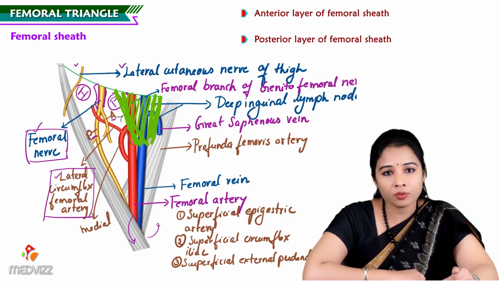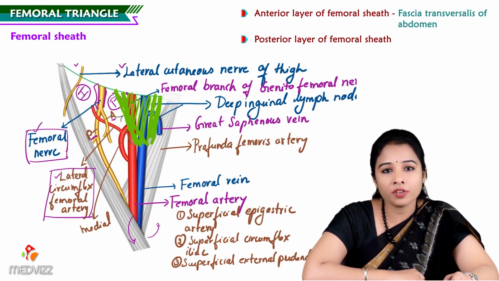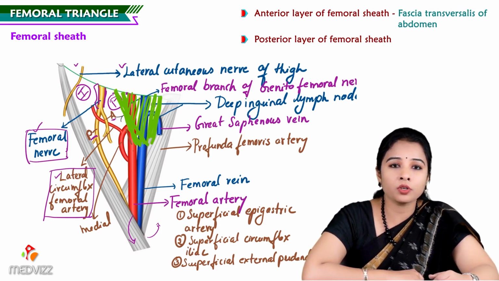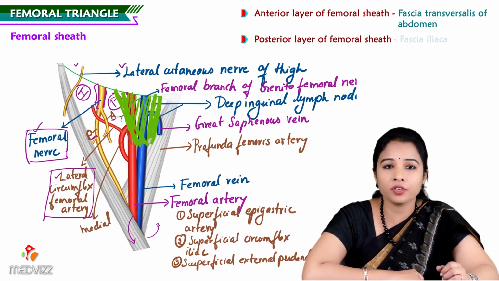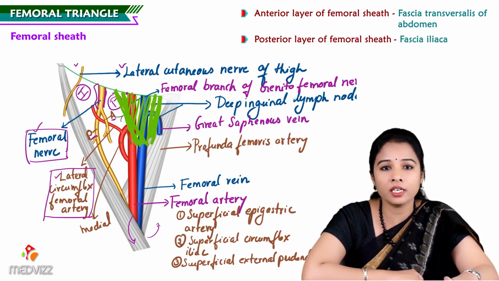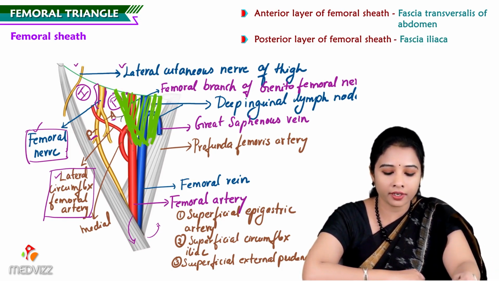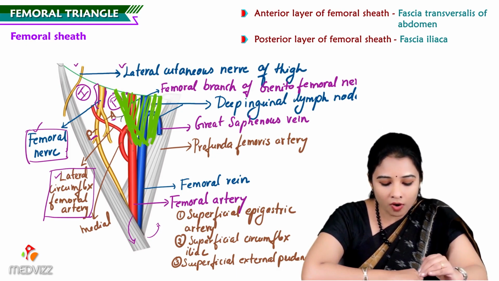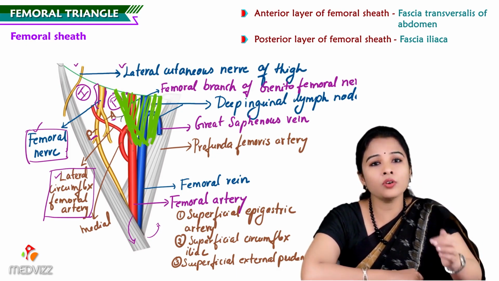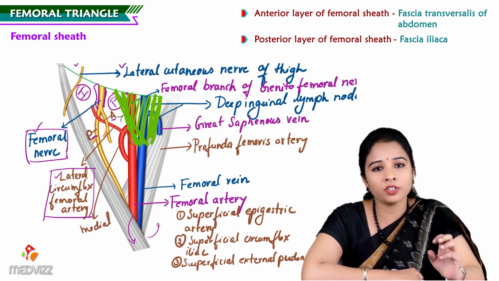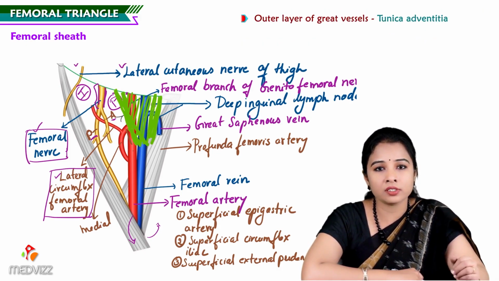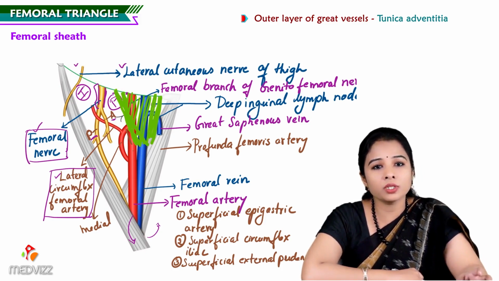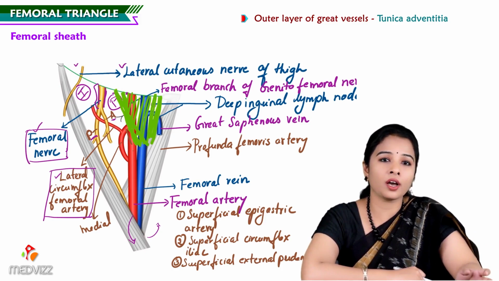The anterior layer of the femoral sheath is the continuation of the fascia transversalis of the abdomen, whereas the posterior layer of the femoral sheath is the continuation of fascia iliaca, which covers the iliacus muscle. So fascia iliaca and the fascia transversalis form the continuation, and further below the femoral sheath continues with the outer layer of these great vessels. The outer layer of the great vessels is tunica adventitia, so it blends with the tunica adventitia of the femoral artery and vein.